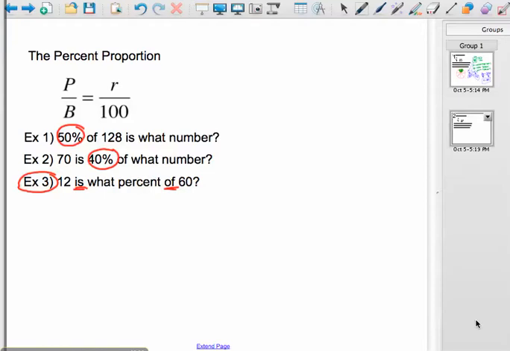So what you should do is write down the percent proportion again. Again, P is the part, or the percentage. B is the whole, which is known as the base. The little r represents the actual percent, or the rate, and 100 never changes. And then I told you to remember, if it helps, think of this as the words is and of. Because whatever numbers are next to is or of will tell you what P and B are.